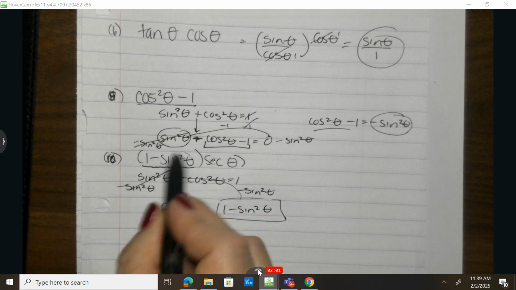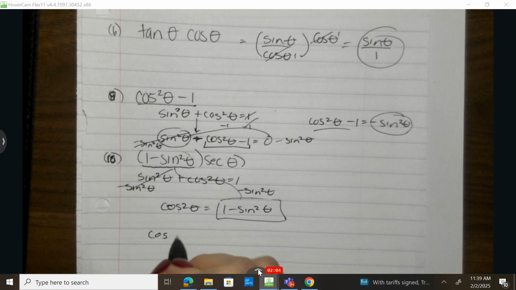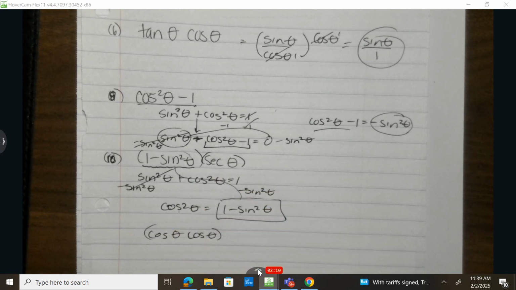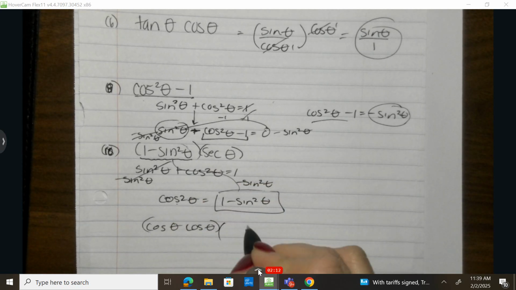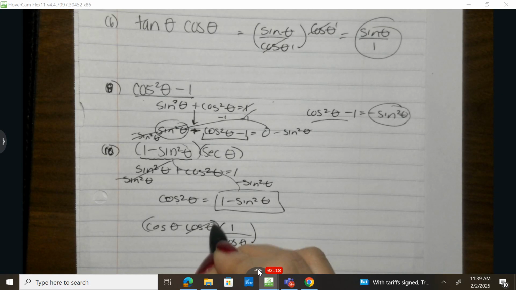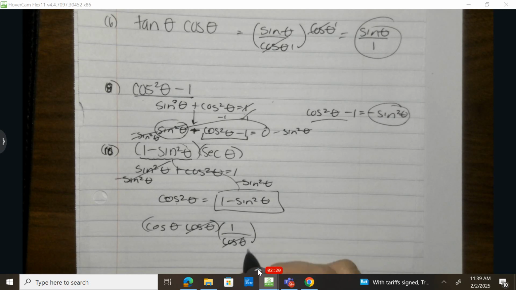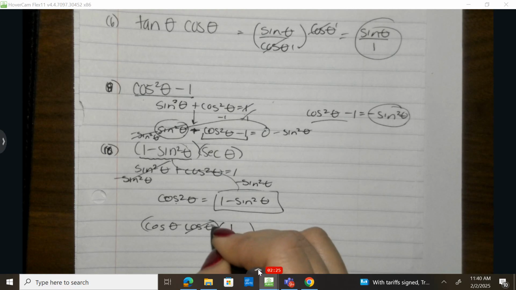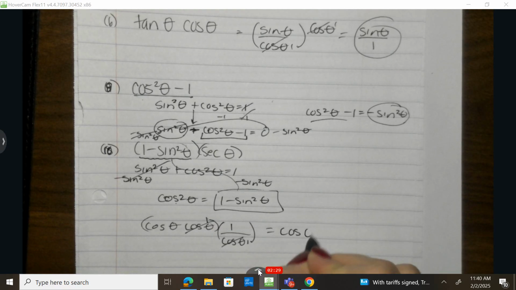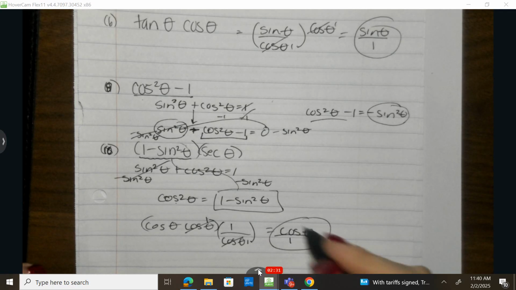I'm going to replace this portion with cosine squared. Now remember, cosine squared simply means cosine of theta times cosine of theta. And I'm going to take it times the secant of theta. Well, what is the secant of theta? I know that the secant of theta is just the reciprocal of cosine. So 1 over cosine theta. 1 cosine on top and 1 cosine on the bottom. In your mind, again, you may think they cancel out. But really they're going to reduce to 1, and I have 1 times the cosine of theta. You can put it over 1 or just leave it as the cosine of theta.